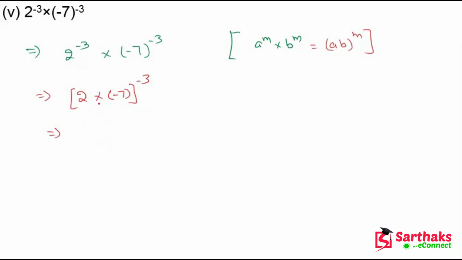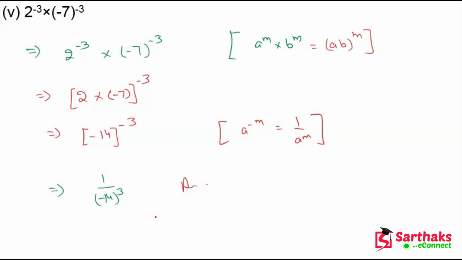So we can write 2 into minus 7 is minus 14, and whole raised to power minus 3. Now here we are using the law of a raised to power minus m, which we can write as 1 upon a raised to power m. So this will become 1 upon minus 14 raised to power 3. This is the answer of this problem.